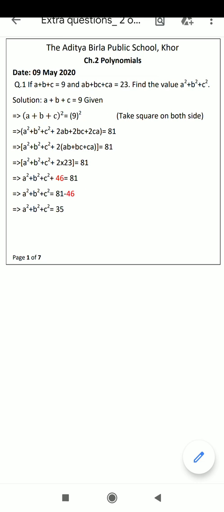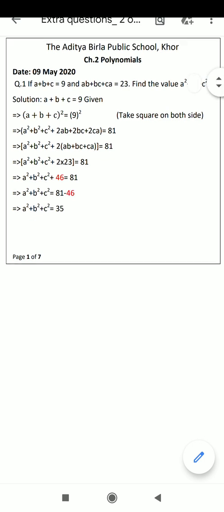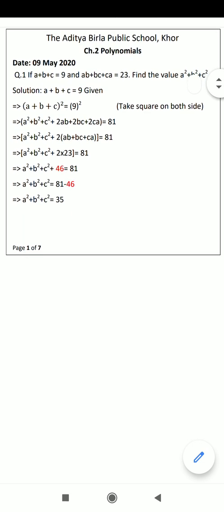Here if you observe, 2 is common in the last three terms. So we'll take the 2 common first from the last three terms and we get a square plus b square plus c square plus 2 (ab plus bc plus ca) equals 81. Now the value of ab plus bc plus ca is 23, substitute here. So a square plus b square plus c square plus 2 multiplied by 23, that is 46, equals 81.